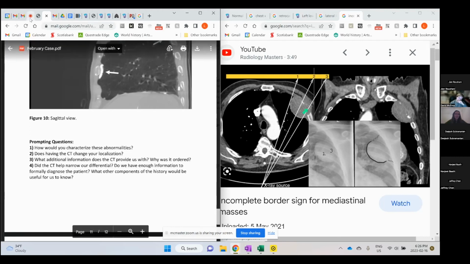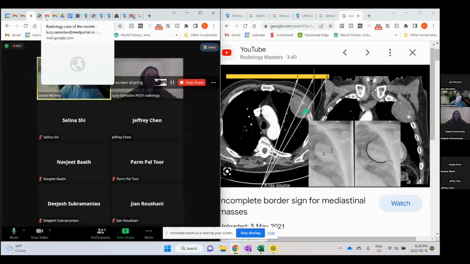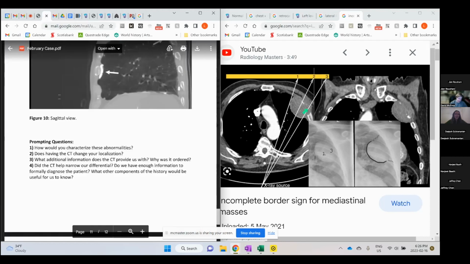Does it? I guess it doesn't. We kind of localize it to the pleural space using just the lateral, right? So it doesn't seem to change it, but maybe it just confirms it, because there was a bit of ambiguity when we were talking about the lateral. I guess that's true.